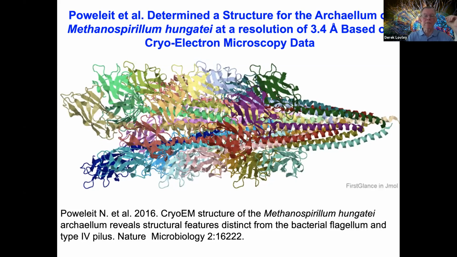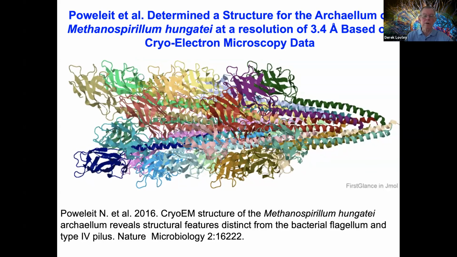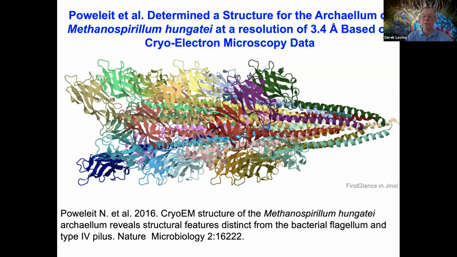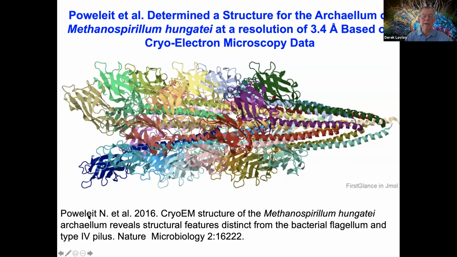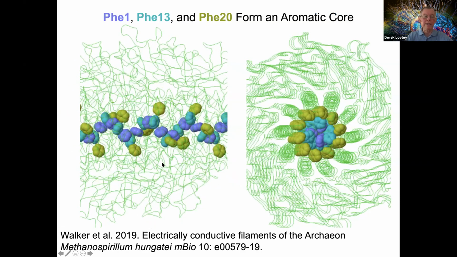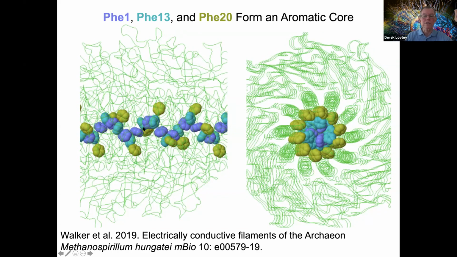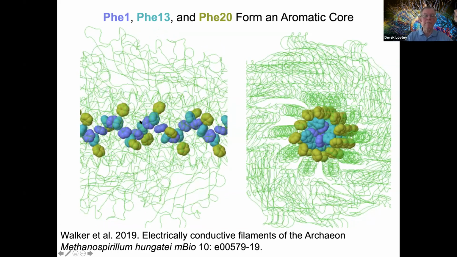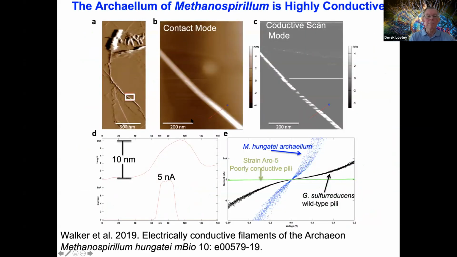Here's another example of that. If you think aromatics are important, you can start looking at other microbes. This is an archaeon now, Methanospirillum hungatei, for which Nicole Poweleit had already solved the structure and published that. Our colleague Eric Martz looked at this structure and saw, again, a core of aromatic amino acids in the center of the filament. And sure enough, when David Walker measured the conductivity, here's the filament coming off the cell.